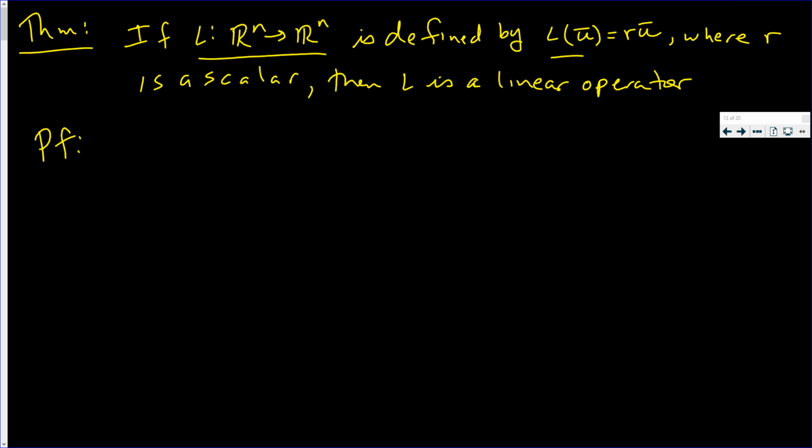Remember, a linear operator is just a fancy way of saying a linear transformation that goes from one space to the same space. If this had been R sub m and the definition for L was well defined, then it would be a linear transformation. So we just need to show the two properties of a linear transformation.